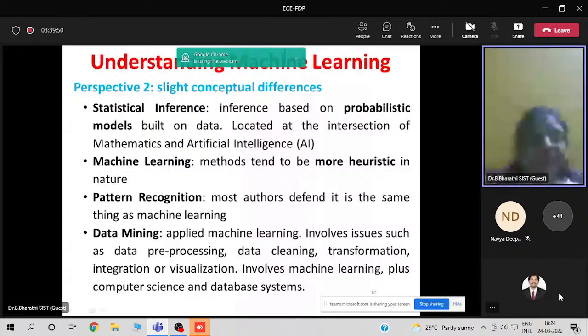The days have gone when people understood data warehousing and data mining as two separate topics. Now, when we talk about data mining, we start from data collection, data pre-processing, cleaning, transformation, integration, and so on, all the way to data visualization. Logically, all these are part and parcel of machine learning algorithms. If you understand them, they are almost one and the same.